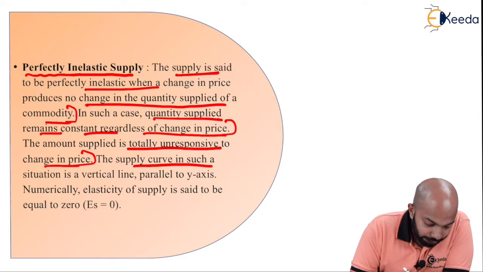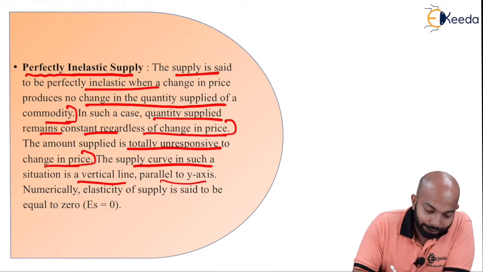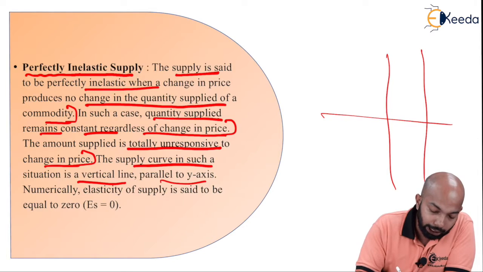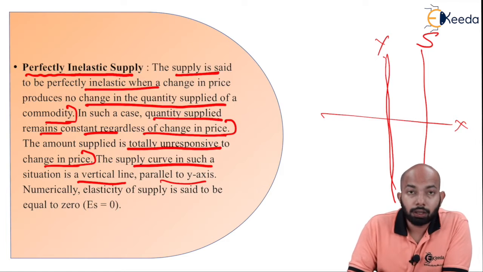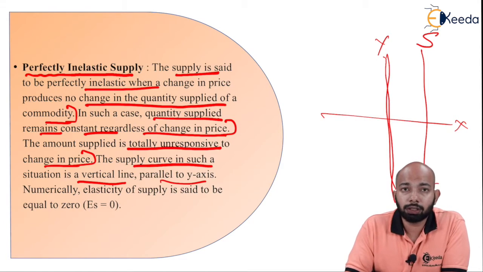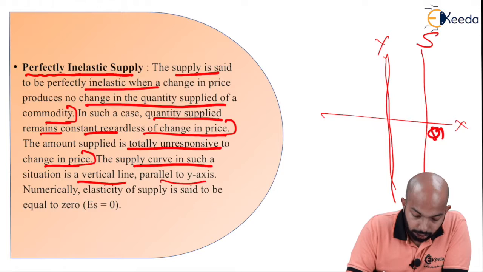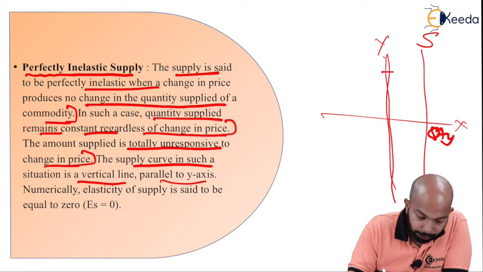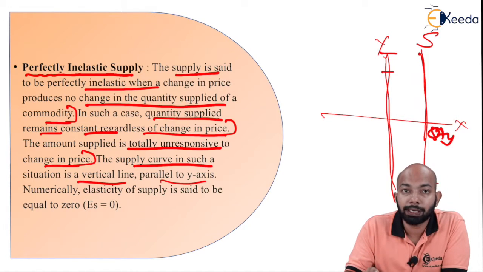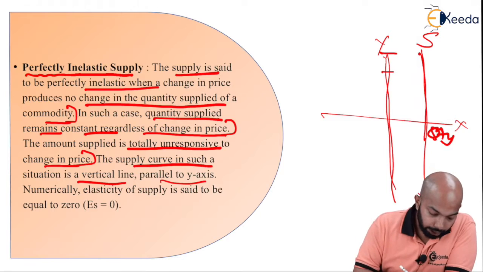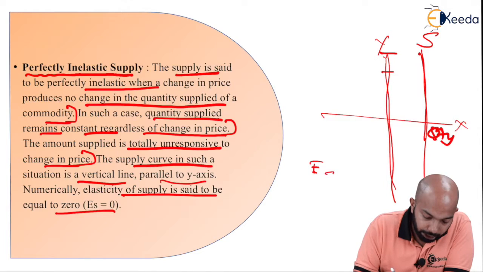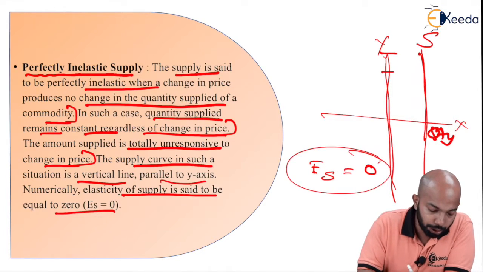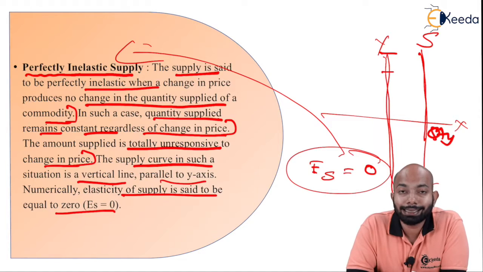The supply curve in such a situation is a vertical line parallel to the y-axis. So in this case, it will be parallel to the y-axis. This is the supply curve. It will be parallel to the y-axis because no matter what the change in price is, I'll supply only this much of quantity. So if this is the quantity, I am increasing the price to this, I'm increasing the price to this, I'll still send only this much of quantity. That is pre-decided. Nothing will change it. Now, numerically, elasticity of supply is said to be equal to zero. Elasticity of supply will be equal to zero in such a situation where there is perfectly inelastic supply.